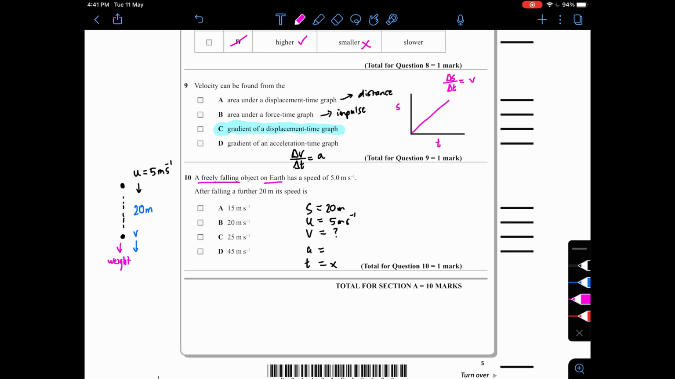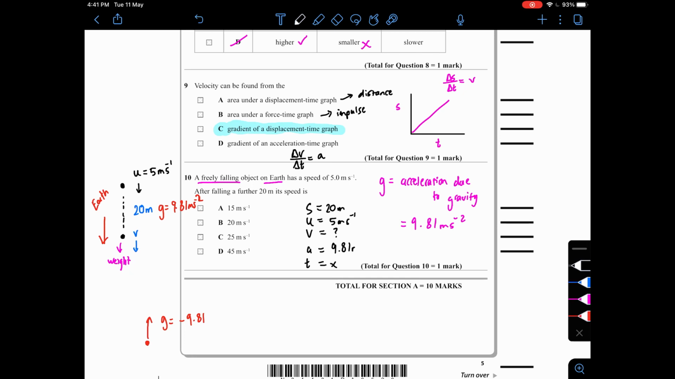Because its weight is acting on the object, there is an acceleration acting on the object, which is g, the acceleration due to gravity. Usually this value is 9.81 meters per second squared, and it's positive or negative depending on the direction of the object. Because this is going towards Earth, g must be positive. Imagine if I threw a ball up in the air, the g acting on it would be negative 9.81, because you're going away from the Earth, and this acceleration is pulling you towards Earth. So we know that our a is positive 9.81 meters per second squared.